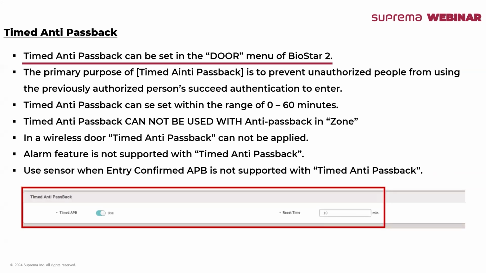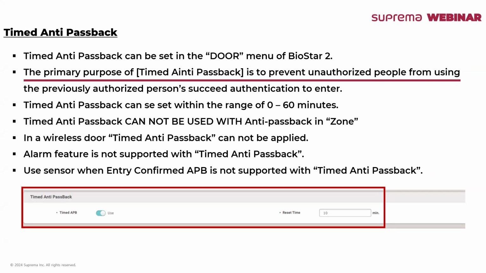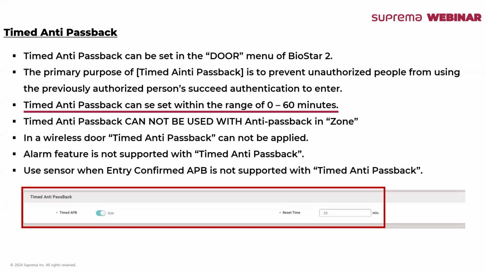Timed anti-passback can be set in the door menu of BioStar 2. The primary purpose of timed anti-passback is to prevent unauthorized people from using a previously authorized person's successful authentication to enter. Now, the time range is from 0 to 60 minutes.